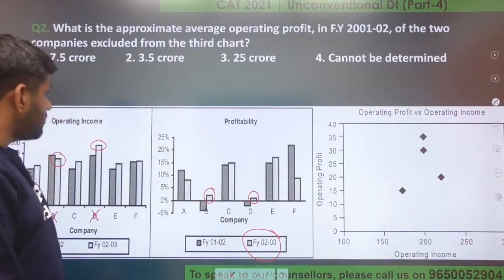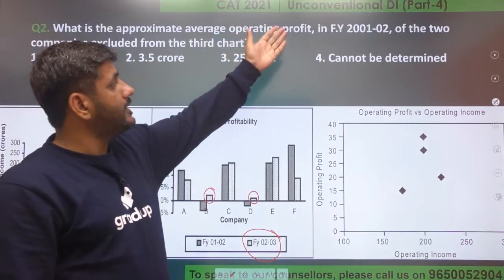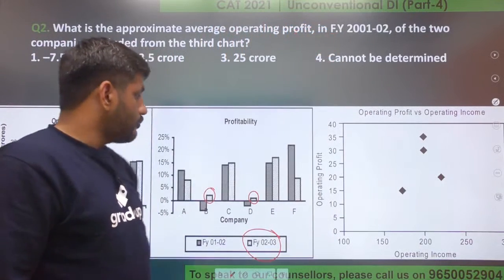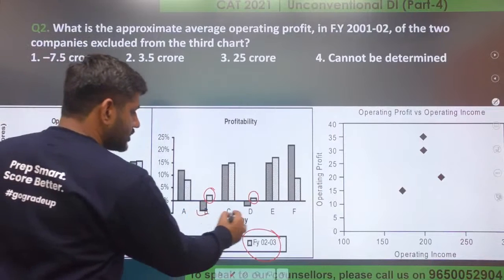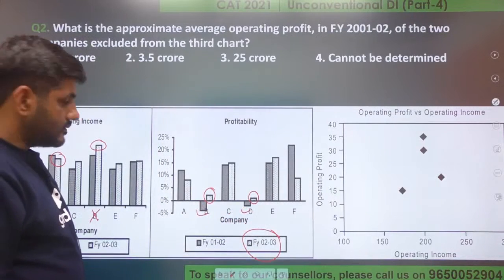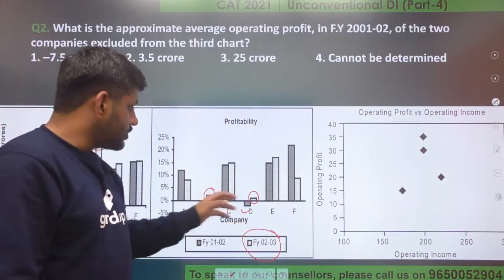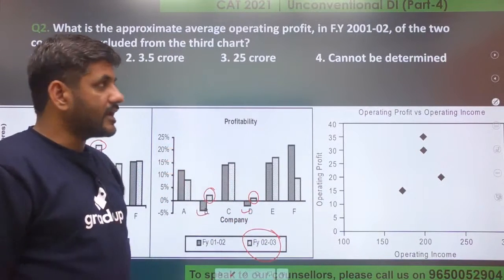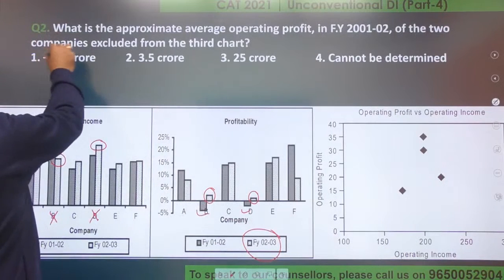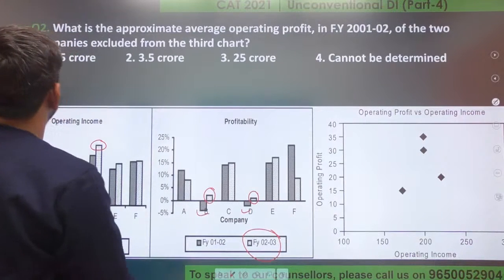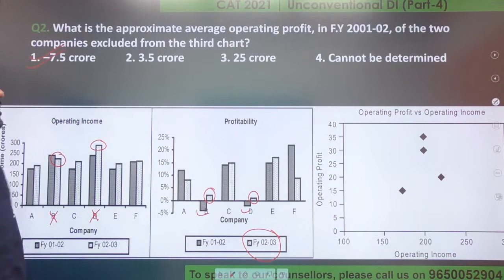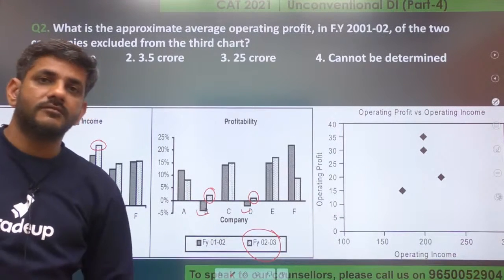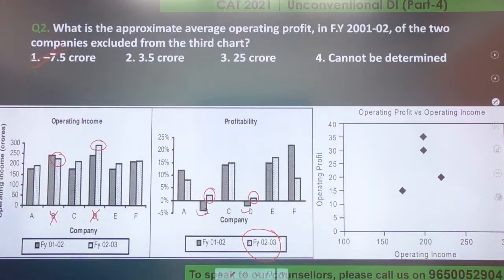And the question is asking about B and D का operating profit in 0102. Now the point is in 0102 they both are showing negative profitability. दोनों negative है ना? If they both are showing negative profitability, both will be showing negative profits. If both are showing negative profits, their average profit would be negative. Hence, our answer would be option 1 for this question. First option is the only option which is showing a negative profit, और दोनों का आंसर नेगेटिव ही आना चाहिए because both of them are showing negative profit in 2001-02.